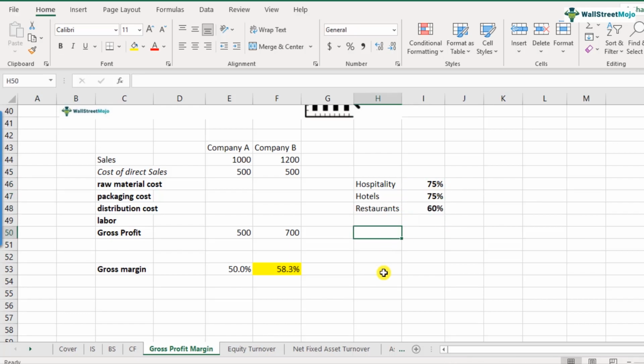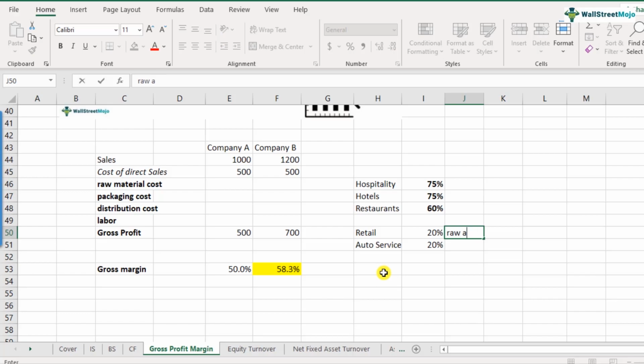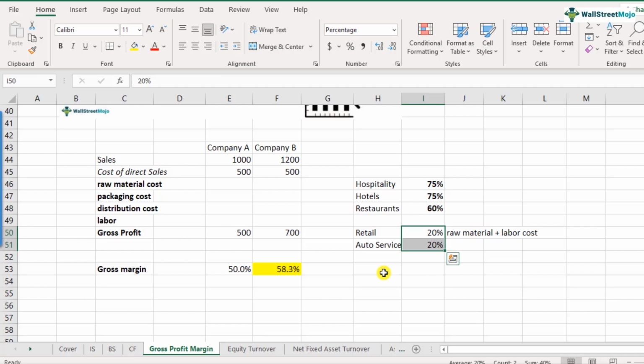Now compare this with, for example, retail or auto services. They would not have very high profitability margins. Somewhere around 20-25 odd percent will be the gross profit margins for them, because in this case the raw material cost essentially is a very high cost altogether. The raw material cost plus labor cost is very high. So that's why such industries show very low gross profit margins. That's one thing which I wanted to share with you.